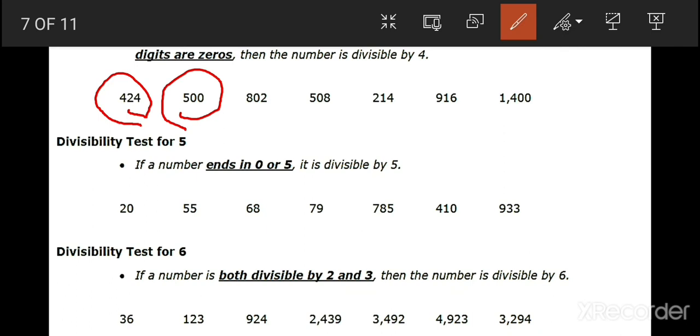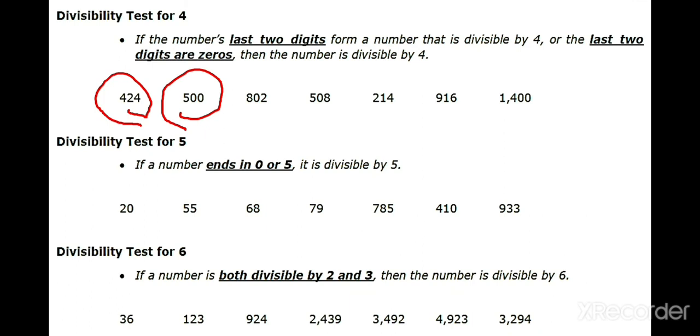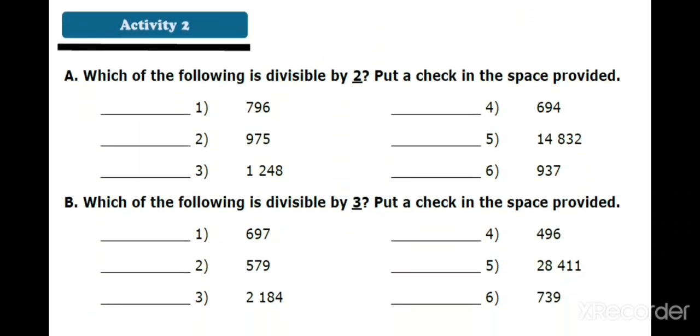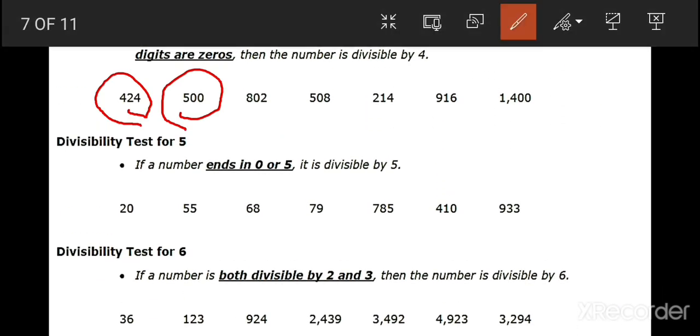Do not do anything. Okay? Now we go with divisibility test for 5. If a number ends in 0 or 5, it is divisible by 5. It's very easy. All you have to do is to see whether the number ends in 0 or 5. Okay, so can you see numbers here wherein it ends in 0 or 5? If you do, then just encircle that number because that is divisible by 5 already.